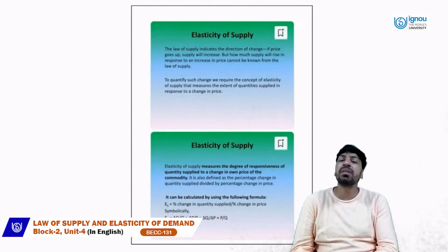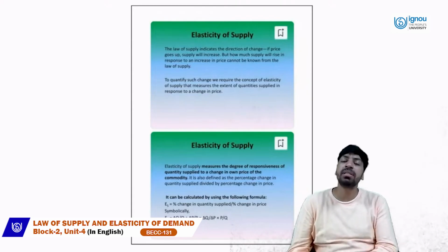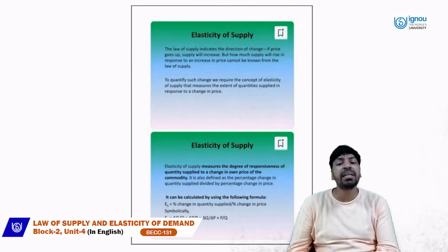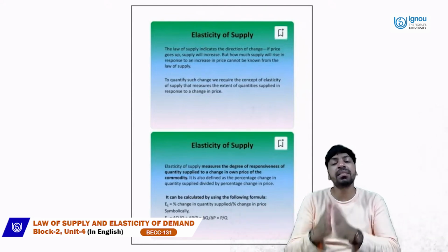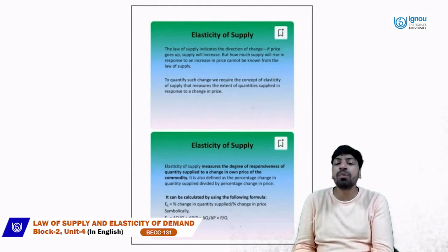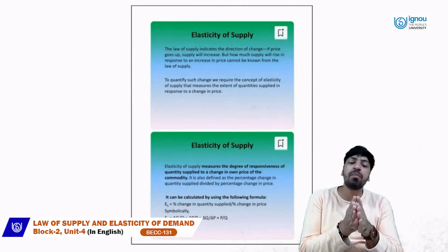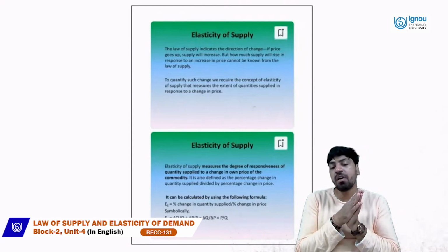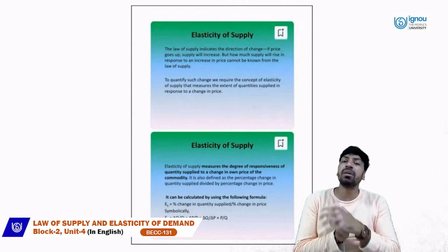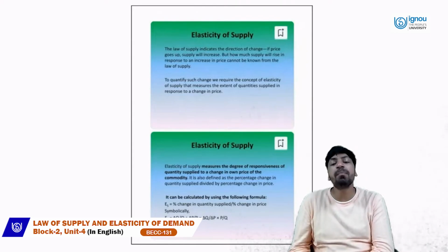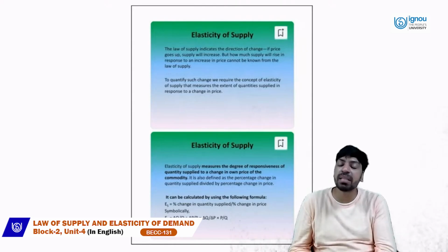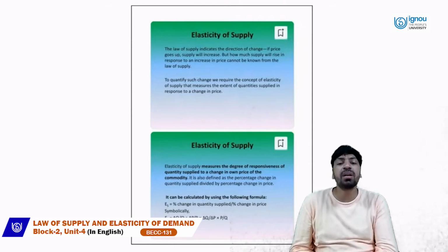P stands for the price of the last unit. Q is the quantity supplied of the last unit. In other words, we can say delta Q by Q divided by delta P by P. So the exact formula comes as delta Q by delta P into P by Q. This is the main formula we derive mathematically, and it is another formula to measure the elasticity of supply.